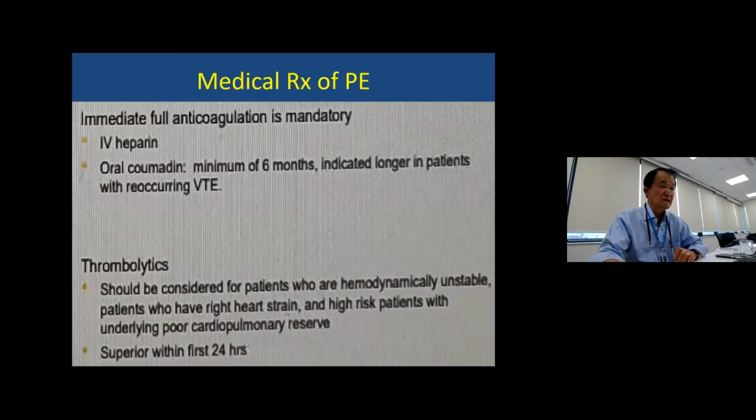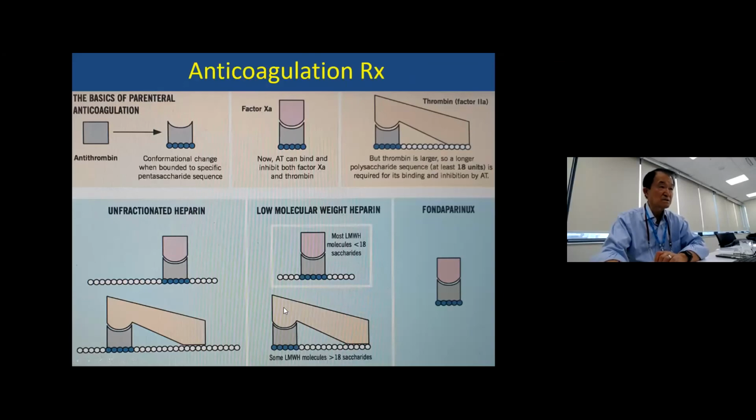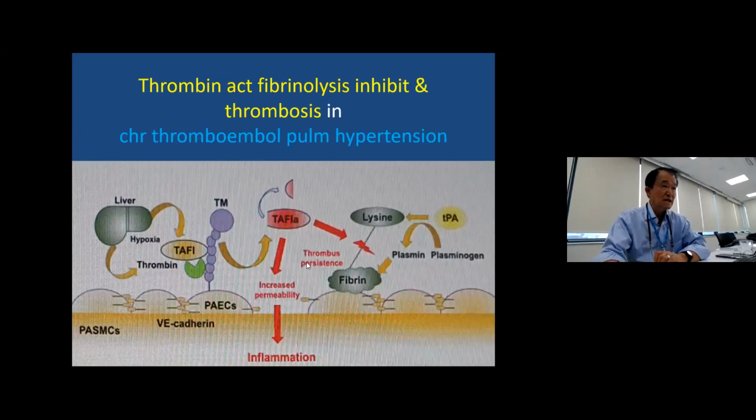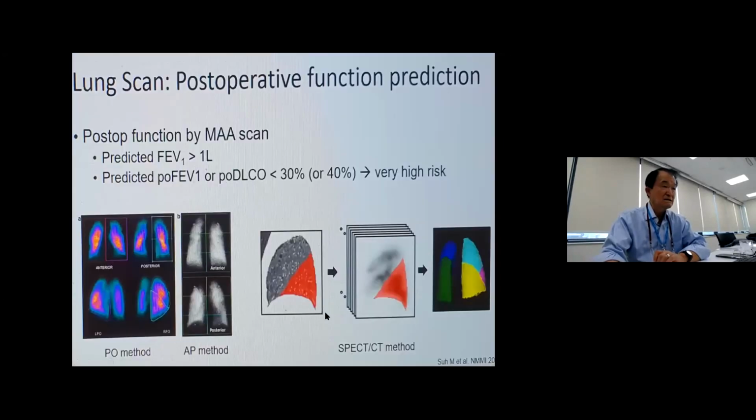In the treatment, usually heparin and Coumadin. And for very acute cases, we can give a thrombolytic agent like tPA, tissue plasminogen activator, within the first 24 hours. Treatment usually uses low molecular weight heparin, which has fewer side effects. And thrombin inhibitors are also used, as I mentioned.